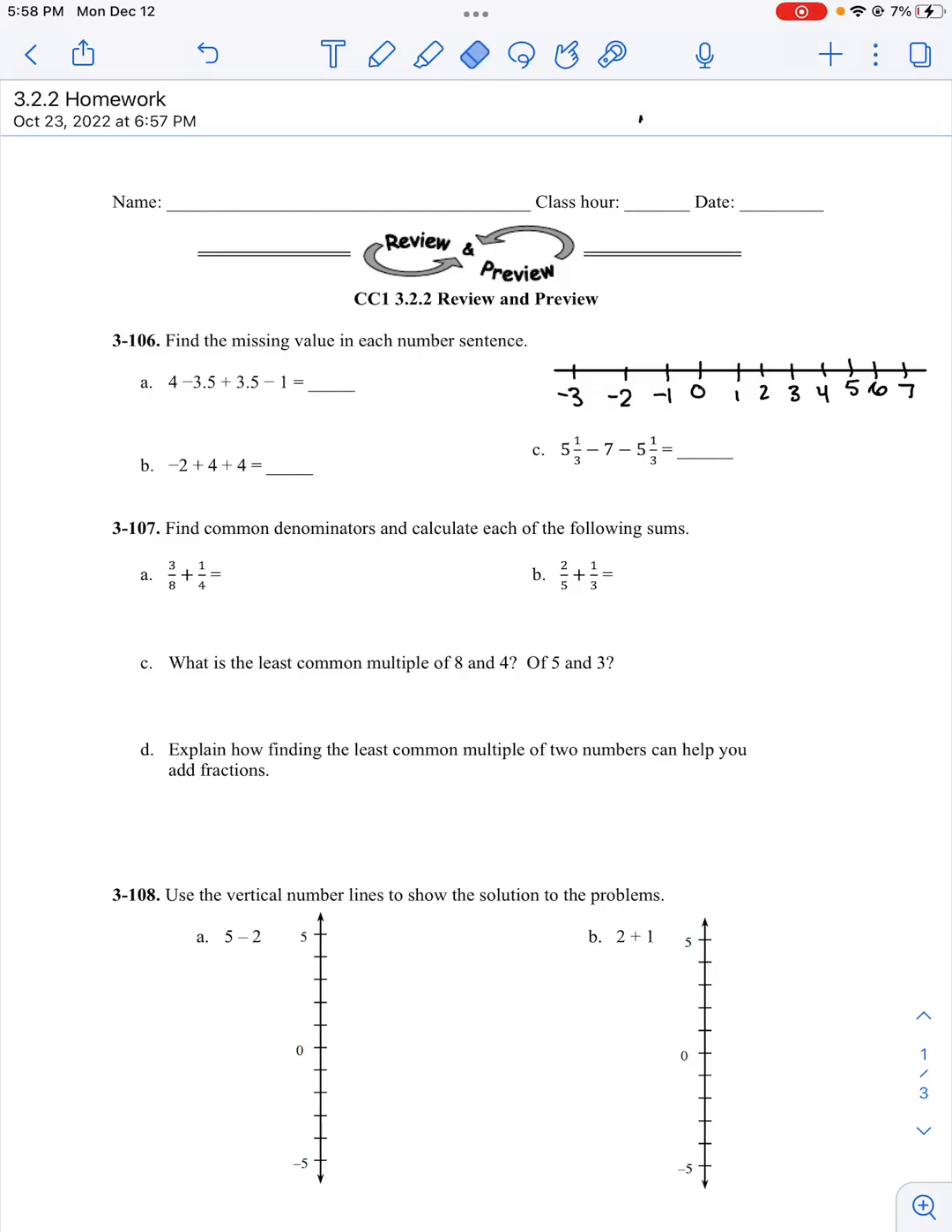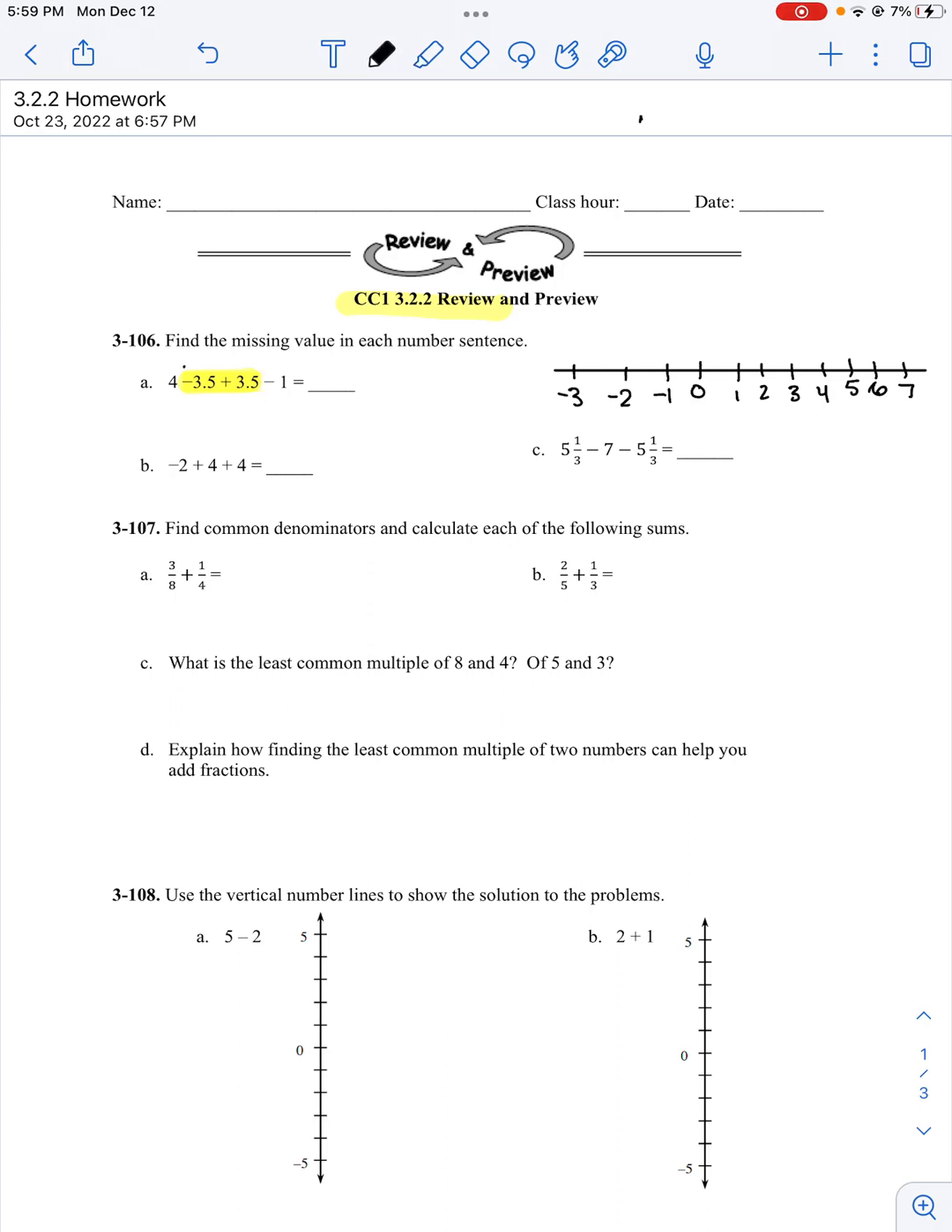Okay, today we are going to be going over the CC1 3.2.2 review and preview for problem 106. Find the missing value in each number sentence. So I'm going to look at this first one. I have 4 minus 3.5 plus 3.5 minus 1.